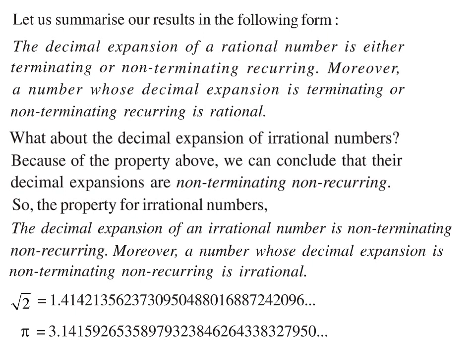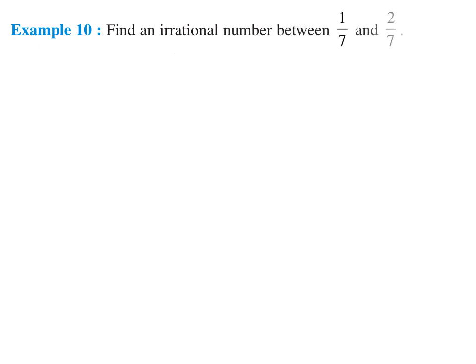Now the next topic. One example I am considering, example number 10: find an irrational number between 1 by 7 and 2 by 7. So we have to find an irrational number between two rational numbers. So what do we have to do? We have to find a solution.